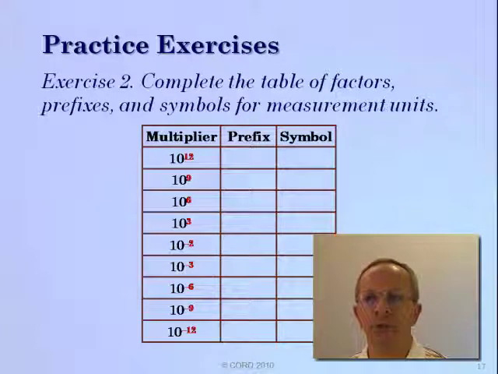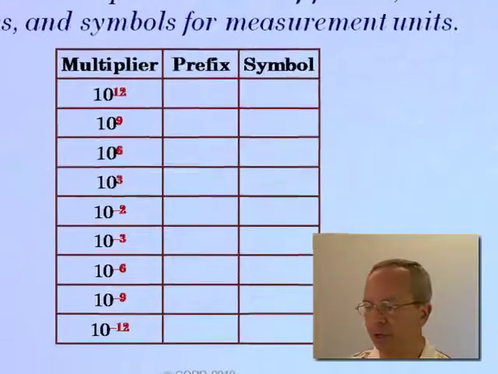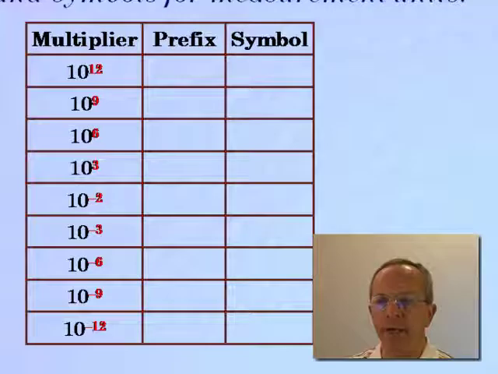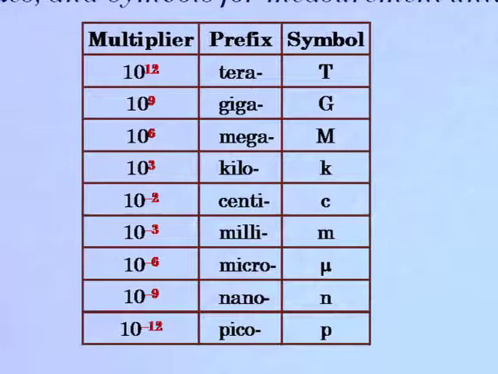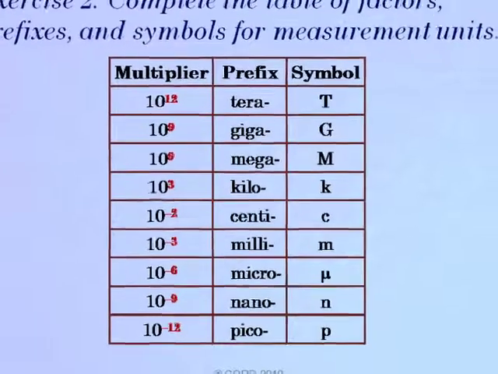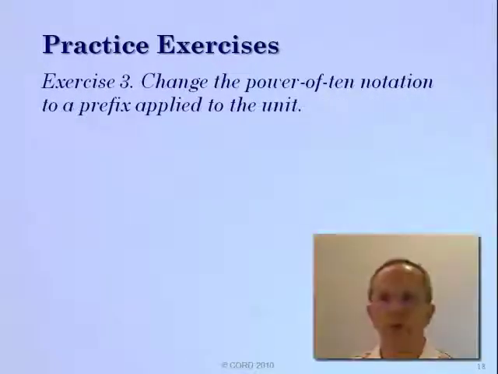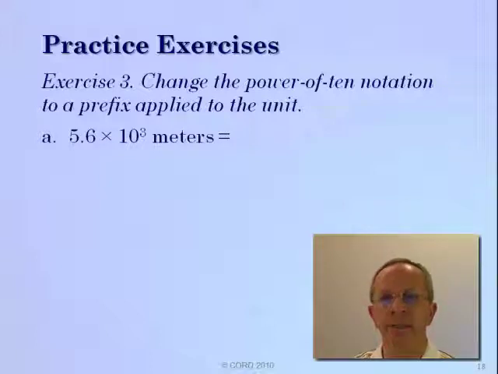Exercise 2 asks us to complete the table of factors, prefixes, and symbols for the measurement units. And you should be able to do this based on the table that's in the text. Now exercise 3 asks you to change the power of 10 notation to a prefix that's applied to the unit. So if your result came out to be 5.6 times 10 to the third meters, what prefix would you put on that? Well, that would be the same thing as 5.6 kilometers, or kilometers as we're used to saying.